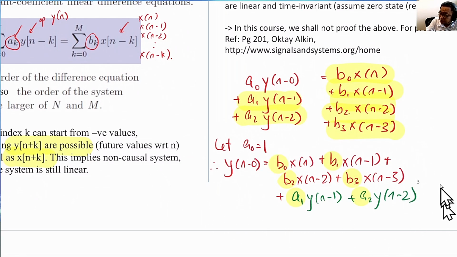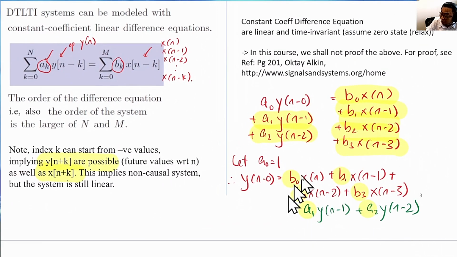When the system is described like this, it can be shown that it will be linear and time invariant if, when we begin, all the x's and all the y's in memory are set to 0. So when n is 0 and all this memory is 0, then y will be 0. You can then also show that the system is linear and time invariant. We shall not prove it. For the proof, you can see Oppenheim and Schafer at page 201 from this book.